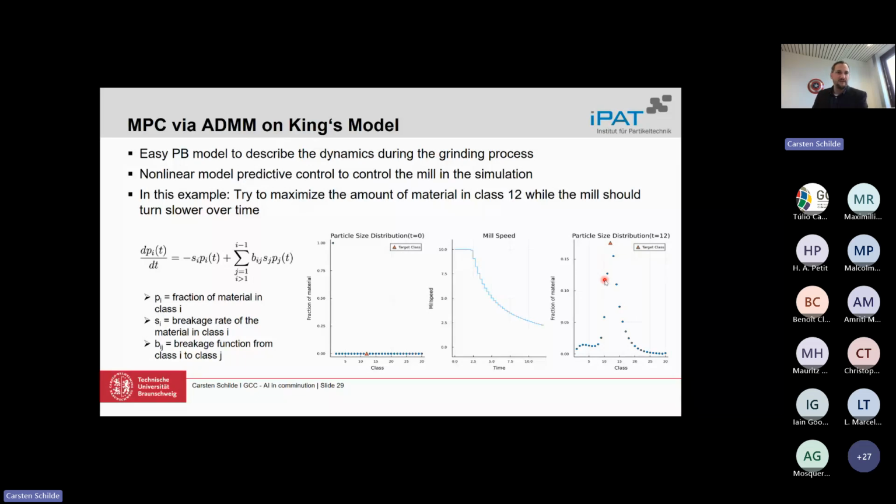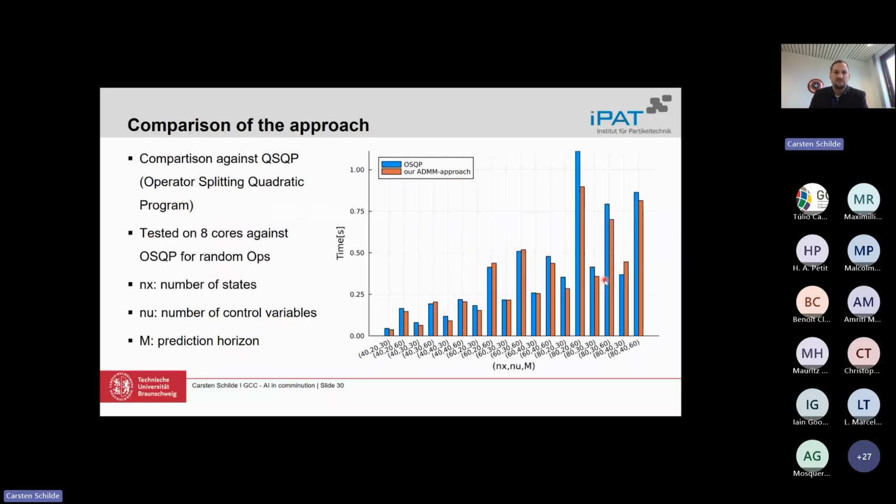And they also compared this approach to other standard algorithms which can be used for process control. For example, this operator splitting quadratic program algorithm, which works also very well, but is very time consuming. And we are reaching similar values, but with less time effort. This is related here to the nonlinear model predictive control.